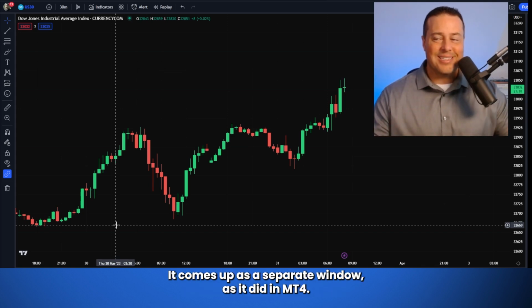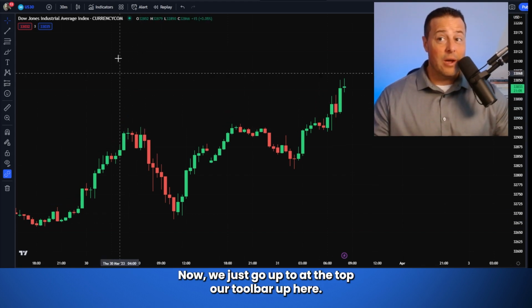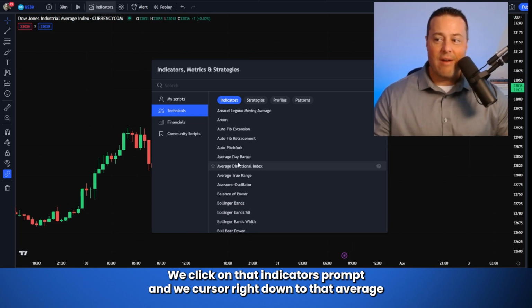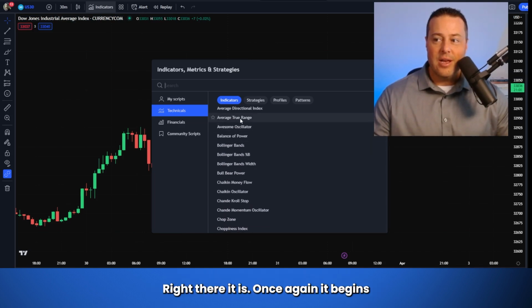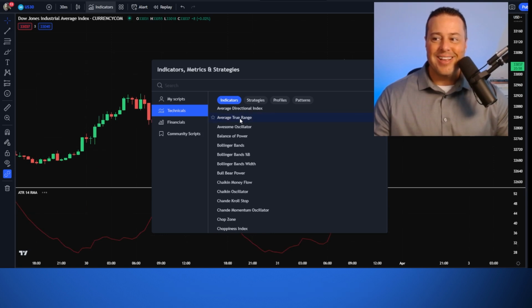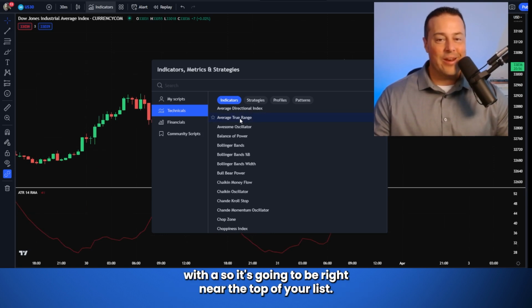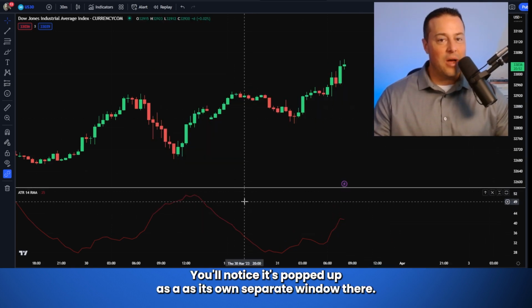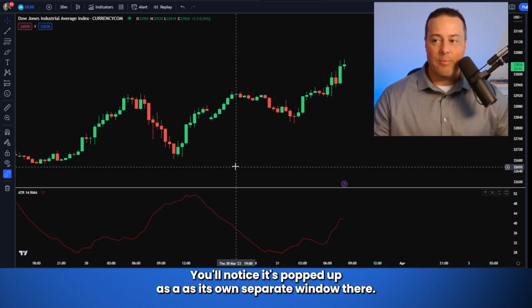It comes up as a separate window, as it did in MT4. We just go up to the toolbar at the top, click on the Indicators prompt, and cursor down to Average True Range. Right there it is. Once again, it begins with A, so it's going to be right near the top of your list. We've just clicked on that and applied it to the chart. You'll notice it's popped up as its own separate window.